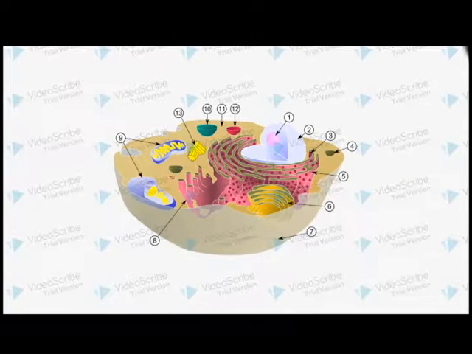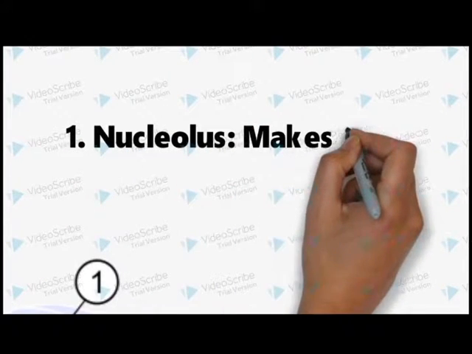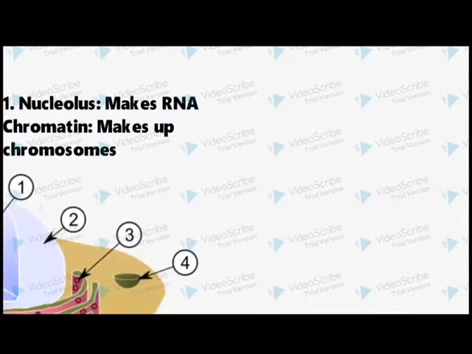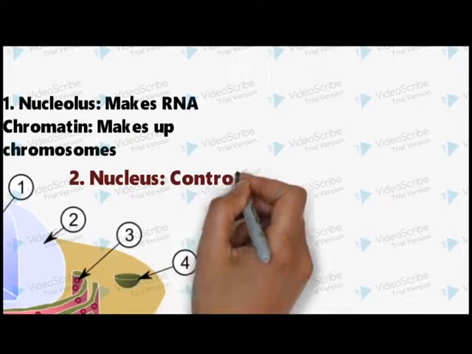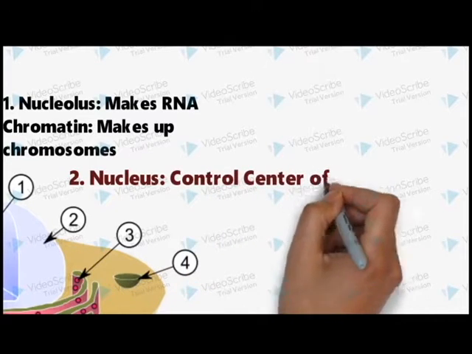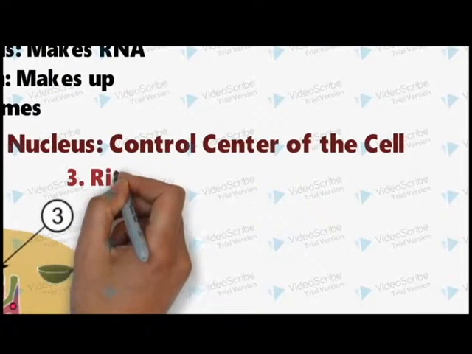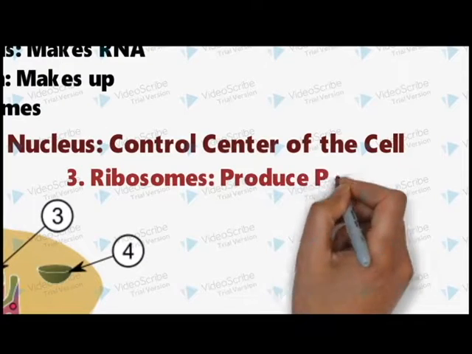So here we're talking about the animal cell. First, we start off with the nucleus, which makes RNA. The chromatin actually makes chromosomes, and then we have the nucleus, which is called the control center of the cell. It contains DNA where transcription occurs. Next is ribosomes, which are used for protein synthesis. The lysosomes are used for the breakdown of waste from the cells.